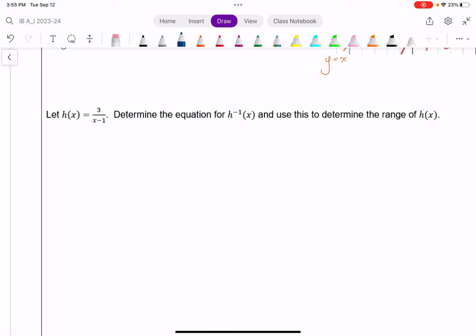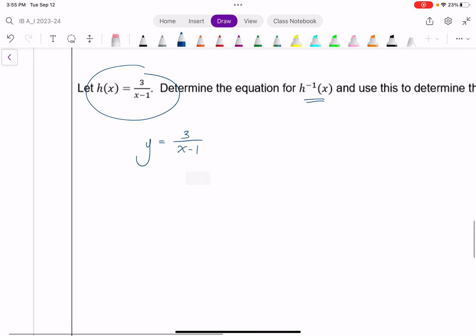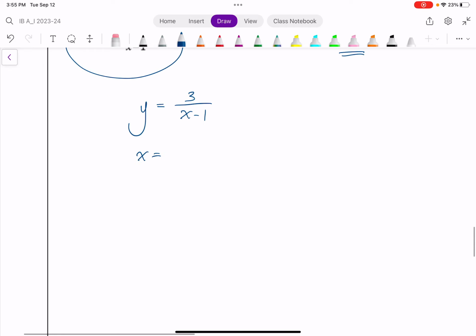First, let's find the equation for h of x. And again, I'm going to write it first as y equals 3 over x minus 1. Swap around my x and y's. So x equals 3 over y minus 1. And solve for y. I have a few options.